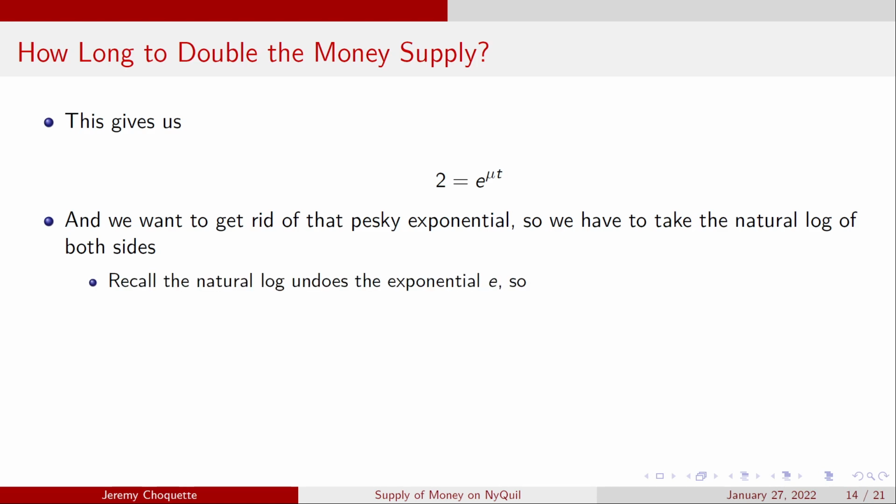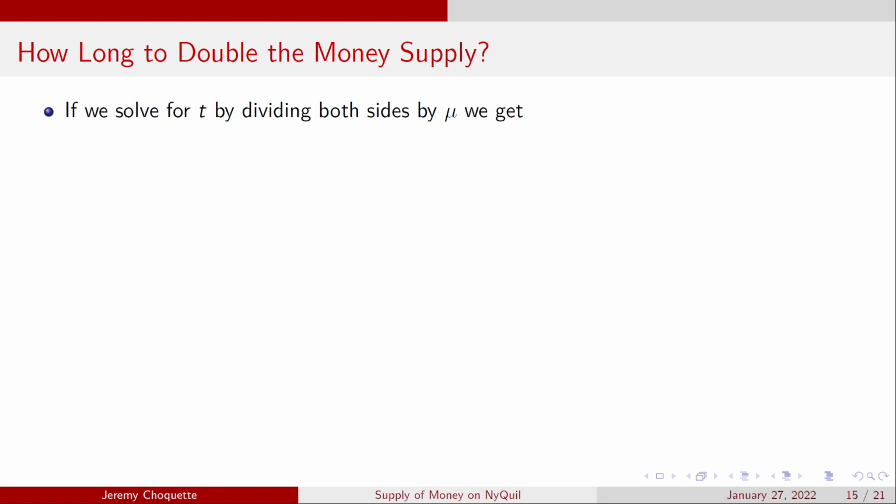So if we get e to the mu T and I want to undo that, the natural log of e to the mu T is going to be equal to mu times T. So I take the natural log of both sides. The natural log of 2 equals the natural log of e to the mu T. And I get the natural log of 2 equals mu times T. Now I want to solve for T, so I divide both sides by mu, the growth rate, which gives me the natural log of 2 over the growth rate equals T.